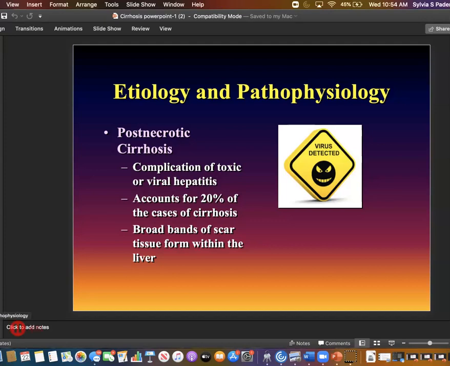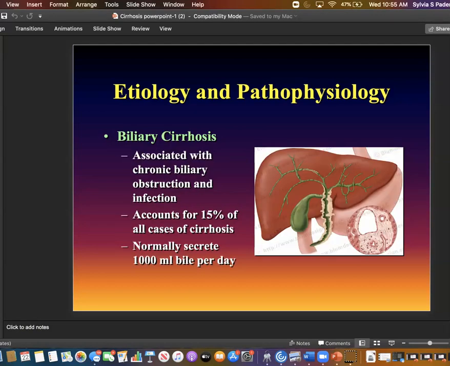Let's see, we're going to move on to the biliary cirrhosis. This is associated with chronic biliary obstruction and infection, and it accounts for 15% of all cases of cirrhosis. So there is normally 1 liter of bile production per day, and if there's a blockage, this causes problems and backflow. And to fix this, sometimes they put in a shunt to drain the bile away from the liver.